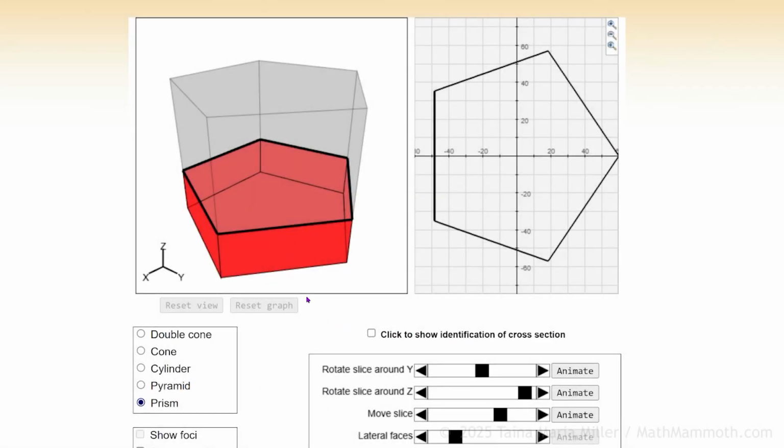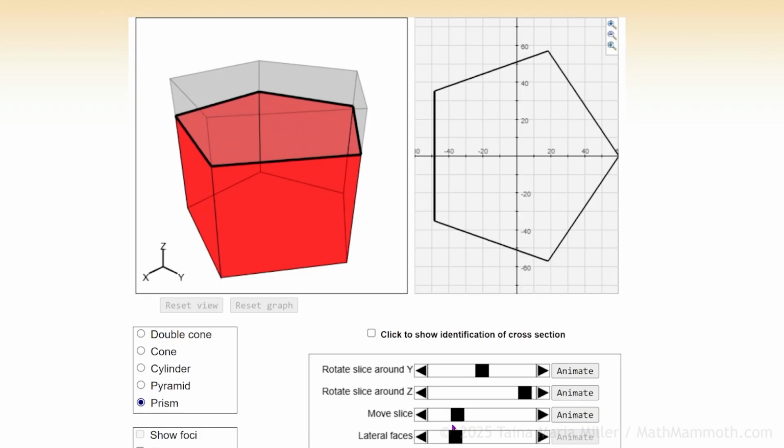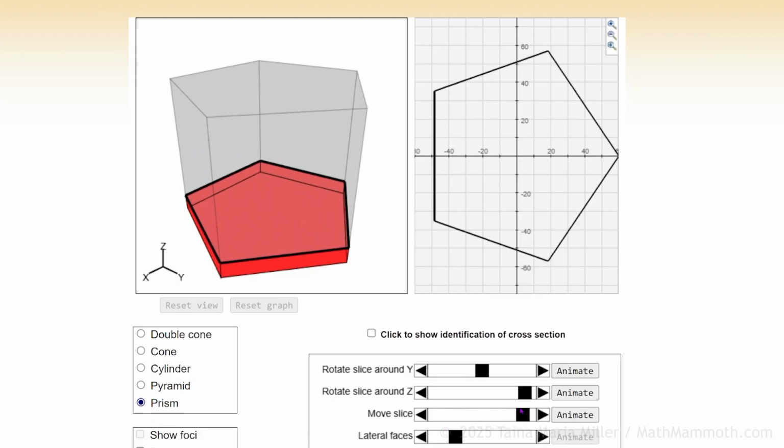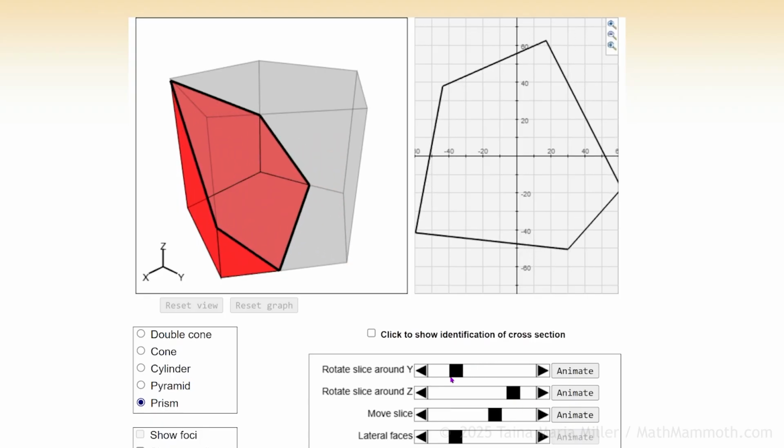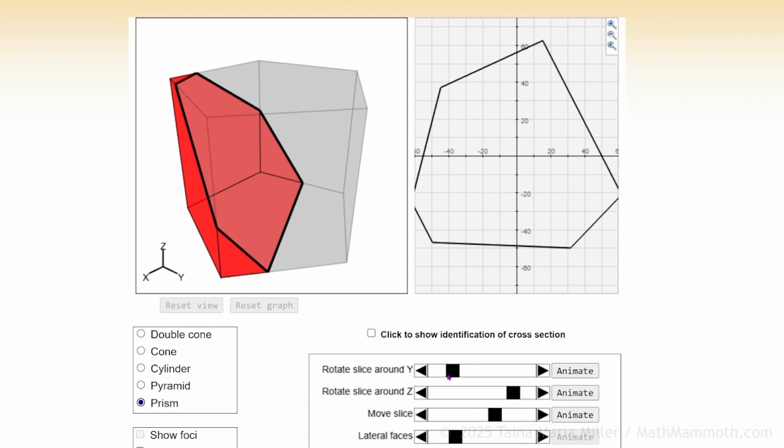And then prism. What kind of prism is this? Look at the base. What kind of a shape do we have at the base? A pentagon. So it's a pentagonal prism. And right now the cross section is a pentagon. And stays like that if I move the slice up and down. But start rotating. Here we get a hexagon as a cross section.